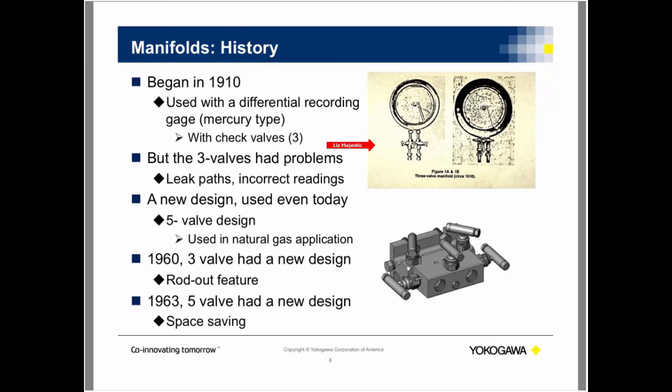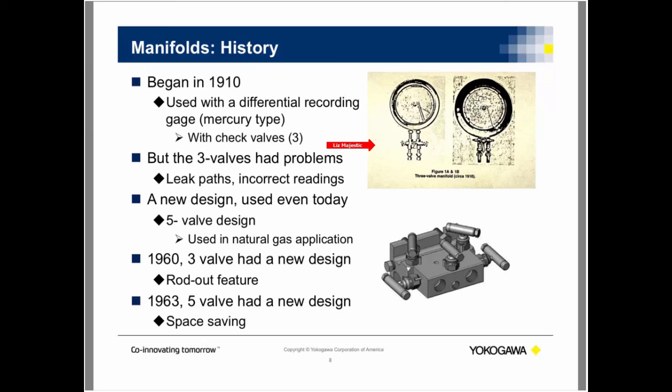In 1960, they also fixed the 3-valve design, and it allowed for a rod-out feature. A rod-out is a specifically designed rod that goes through the valve or opening to loosen deposits. The device is to allow the passageways to not be restricted. So that's wonderful when something's blocking: you can stick a rod in there to clean it out. That way you're not having to get a new manifold, and it's also not causing your process to leak.